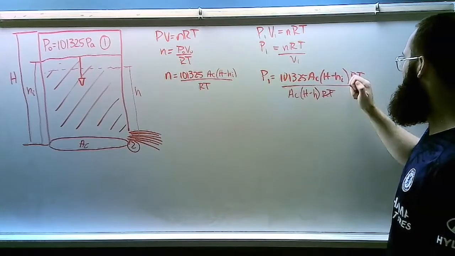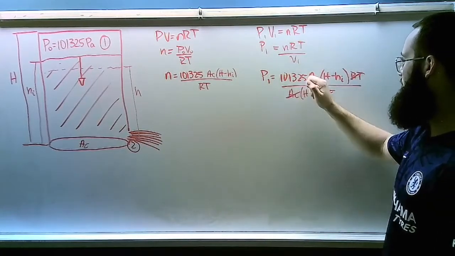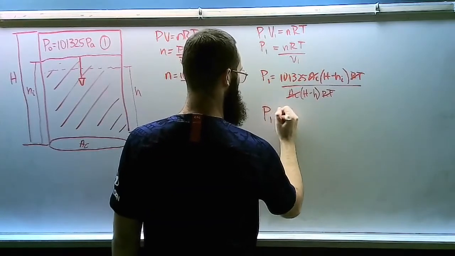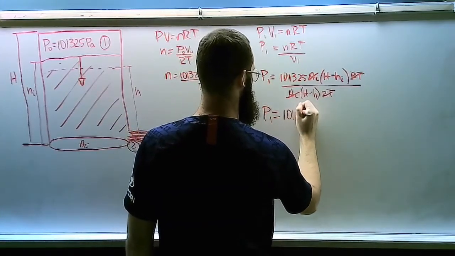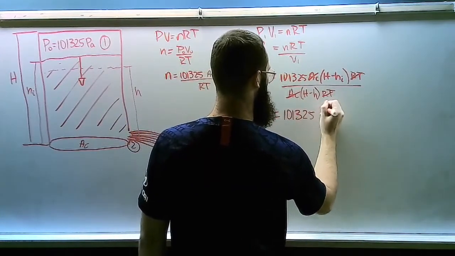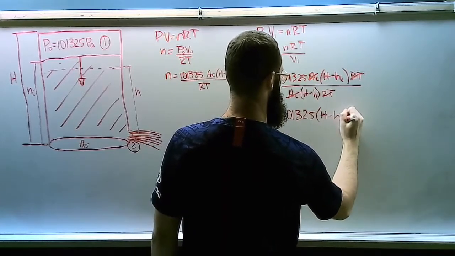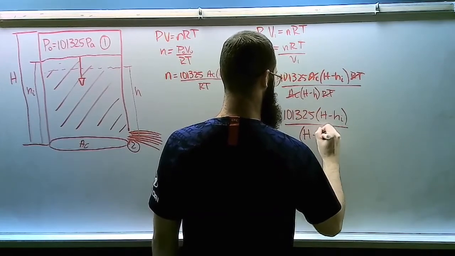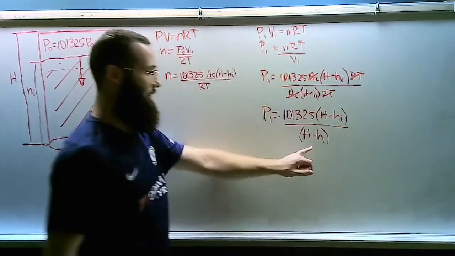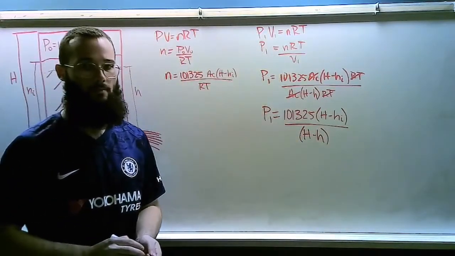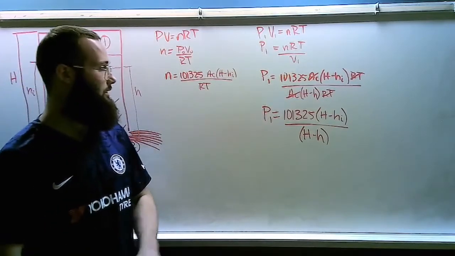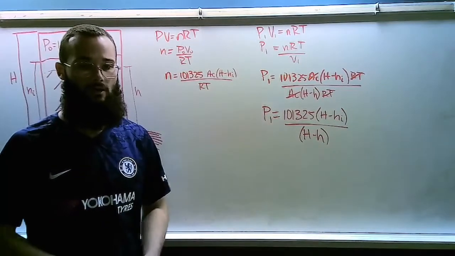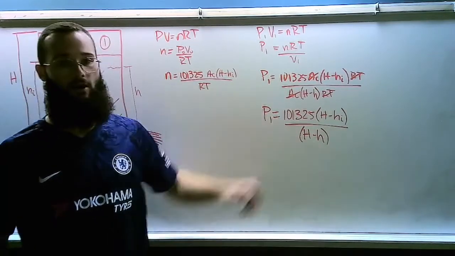So now this RT will both cancel. We'll have an AC cancel. So now we have the pressure is going to be equal to 101,325 times H minus HI, all divided by H minus h. And so this is a function for the pressure at any given height of the fluid. The pressure above the fluid for any given height of the fluid.